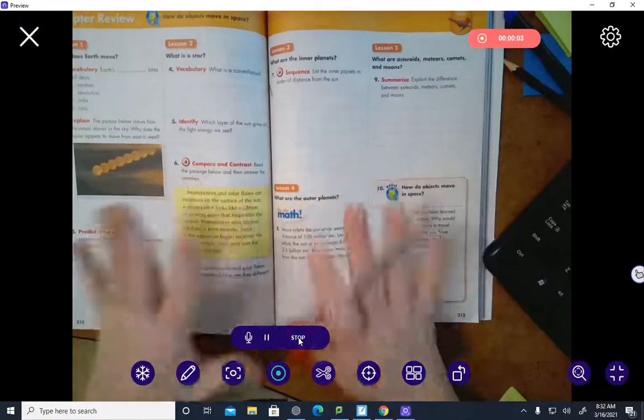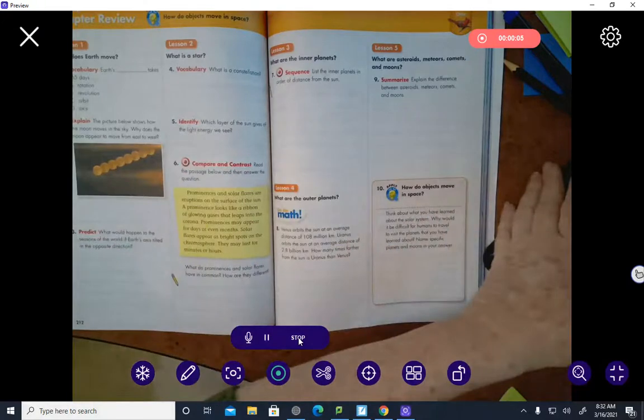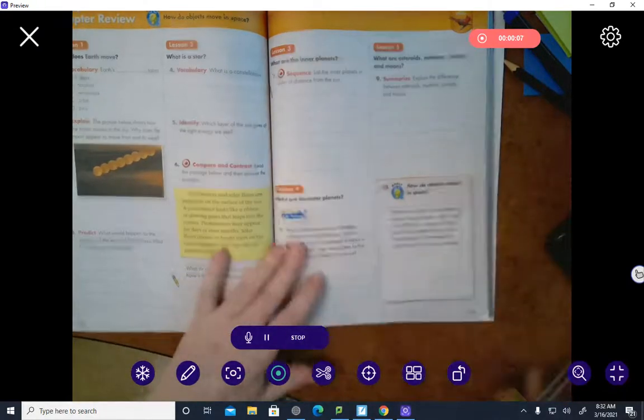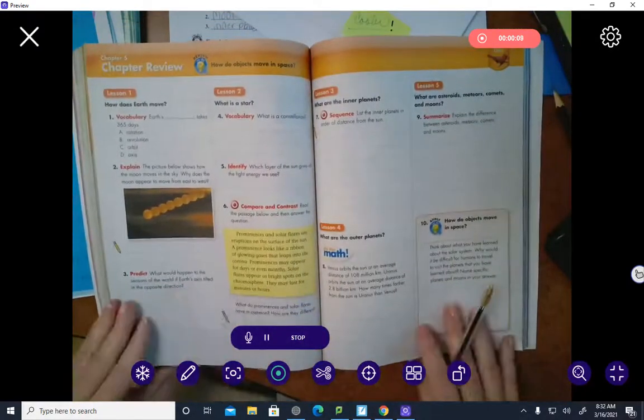Okay, right now it seems to be working. I'm afraid to move anything, but we're going to go ahead and give this a post here.